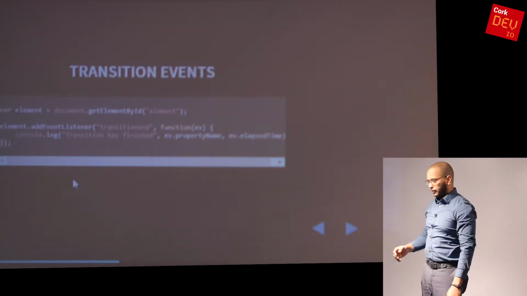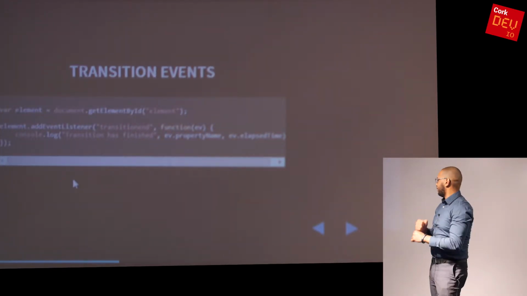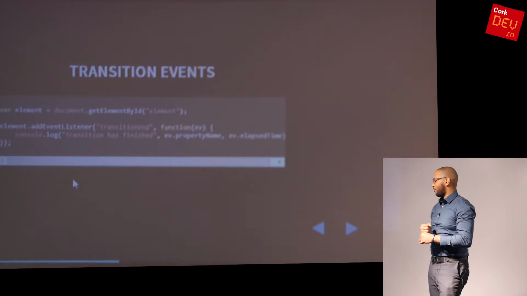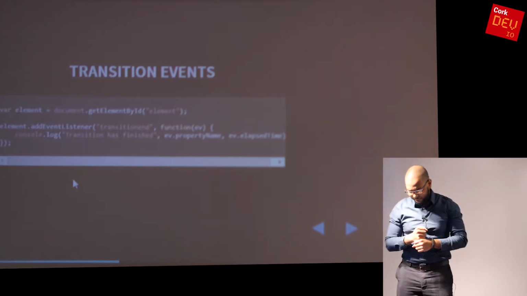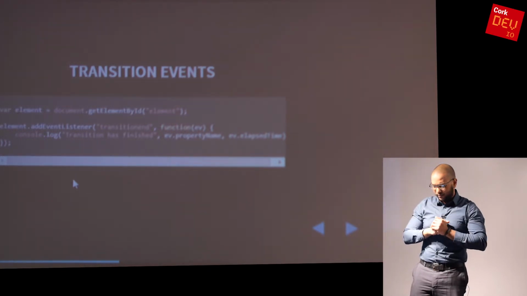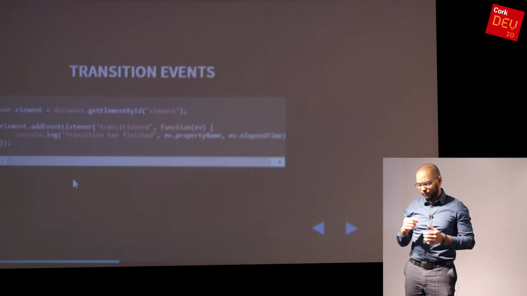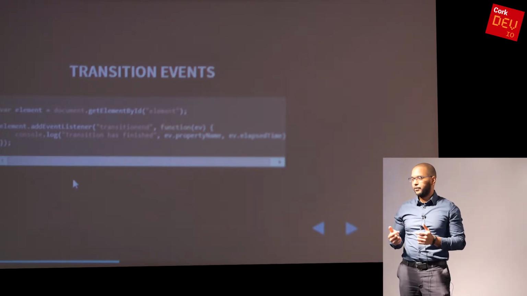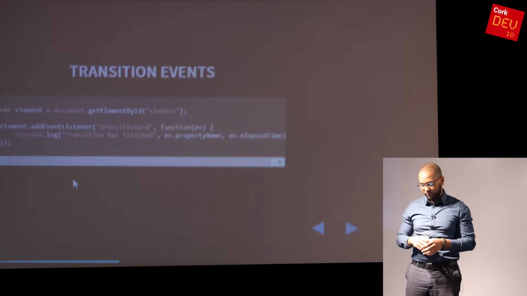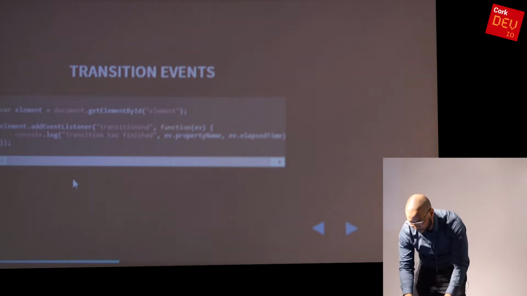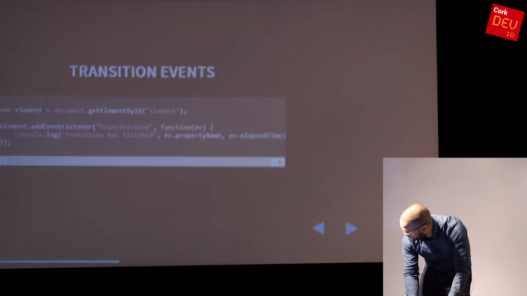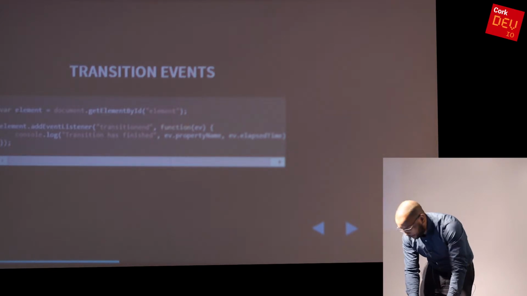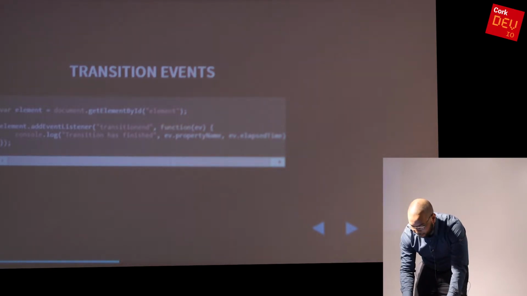You also have events on the transitions. Well, it's not events, it's just one event. It's called transitionend. It's handy, so you don't have to deal with setting up timeouts and stuff. Only when the transition has finished can you do some stuff with it. And it gives you back the property name and the elapsed time that has passed.